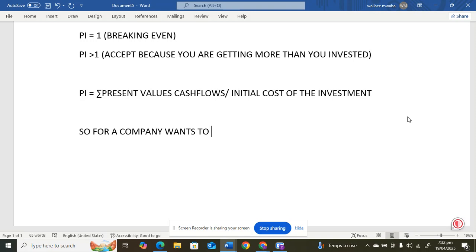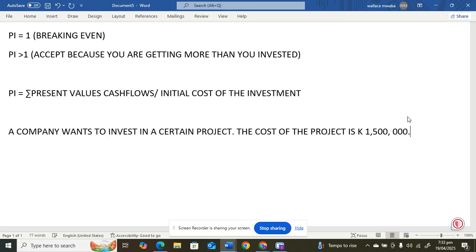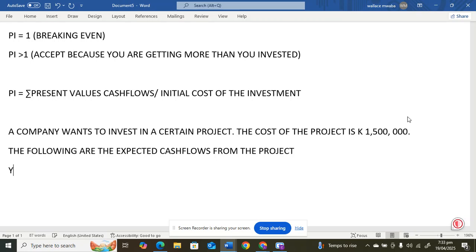Okay. So for a company, here is an example. A company wants to invest in a certain project. The cost of the project is 1.5 million kwacha. The following are the expected cash flows from the project. Let's say year 1, expect to make 1 million.